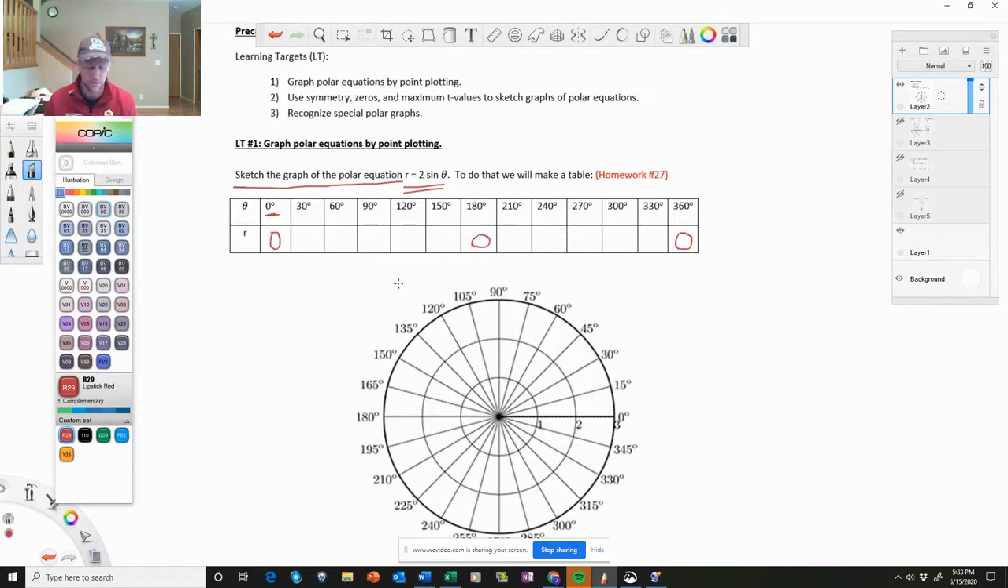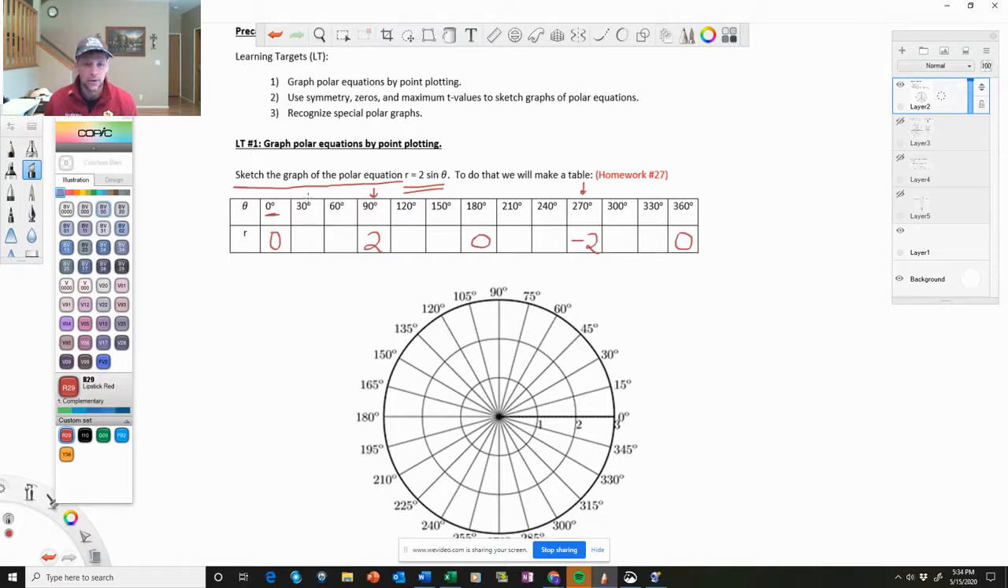I like to do the easy ones first. So for example, I'm going to skip over to 90 right now, because at 90 degrees, I know that the sine is 1, and 2 times 1 is 2. At 270 degrees, I know the sine is -1, so 2 times -1 is -2.